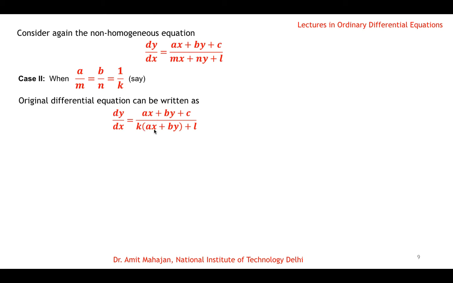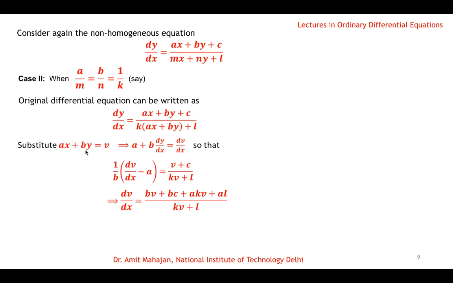Now I substitute ax plus by as a new variable v, so that a plus b dy by dx is dv by dx, differentiating with respect to x. We put this on the left hand side, this on the right hand side. So dy by dx will be: a goes to the other side and is divided by b, so 1 by b times (dv by dx minus a) is equal to (v plus c) over (kv plus l). Take b and a to the other side, take the LCM.